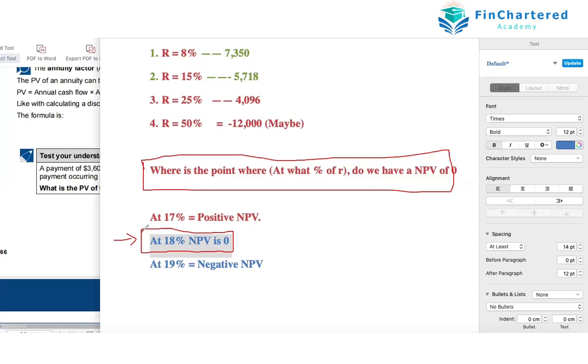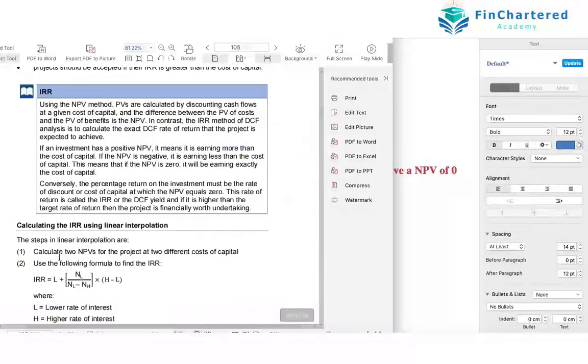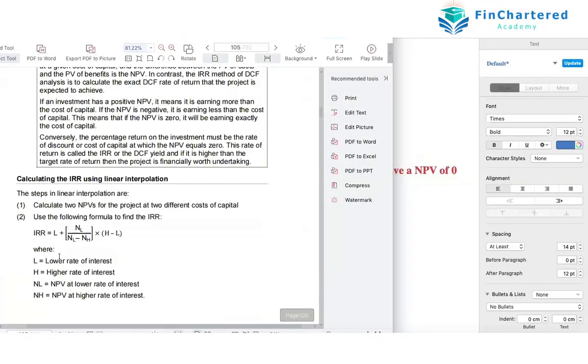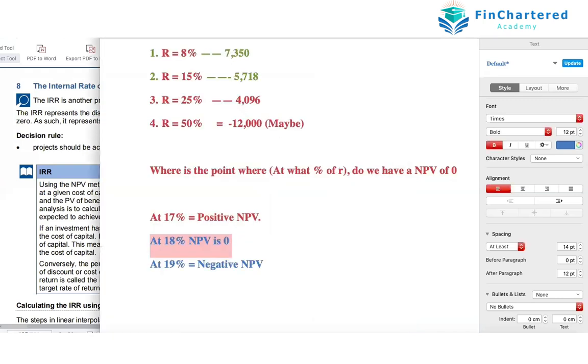Any project, again, if the cost of capital is less than 18%, I know for sure that it will be positive, so I can accept it. This is IRR. Now I can show you the textbook if you've understood what I have explained. IRR is the discount rate at which the NPV is 0. Accept the project if IRR is greater than the cost of capital, and that is what I mentioned here.